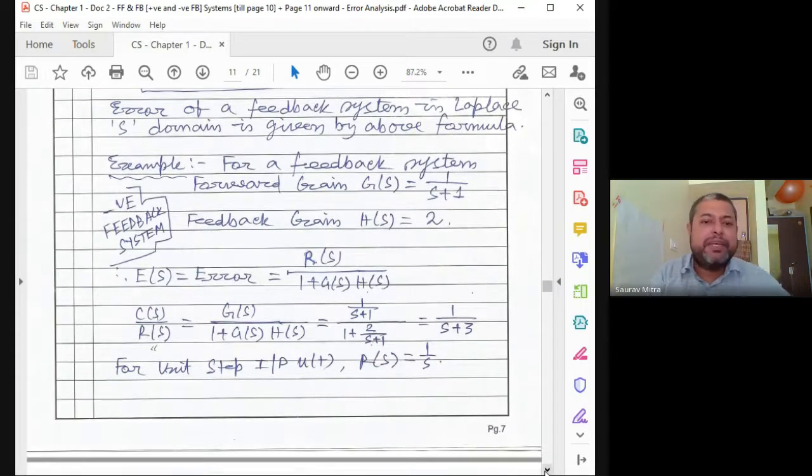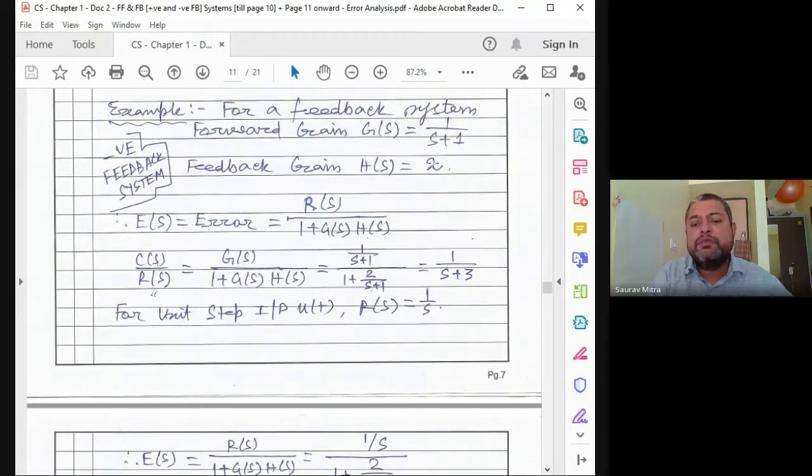Example: for a feedback system, G is equal to 1 by S plus 2, H is equal to 2. So what is the open loop transfer function? The open loop transfer function is 2 divided by S plus 1. So what is the type of the system? The type of the system will be 0, because if you multiply G(s) and H(s), there is no separate S, meaning no S at the origin. There is only one S in the denominator, which is at S equal to minus 1. So there is no S at the origin in the denominator of G(s)H(s). That means this is a type 0 system.